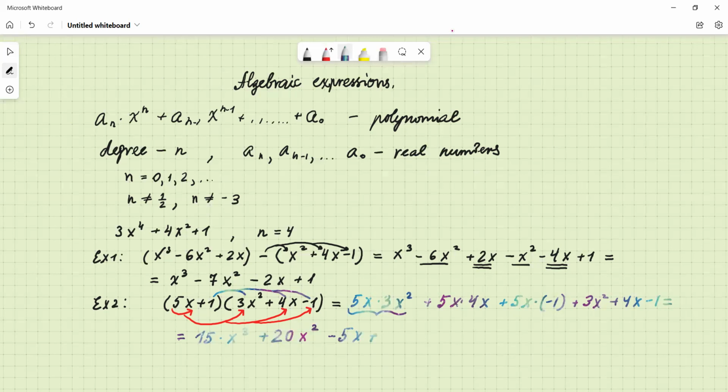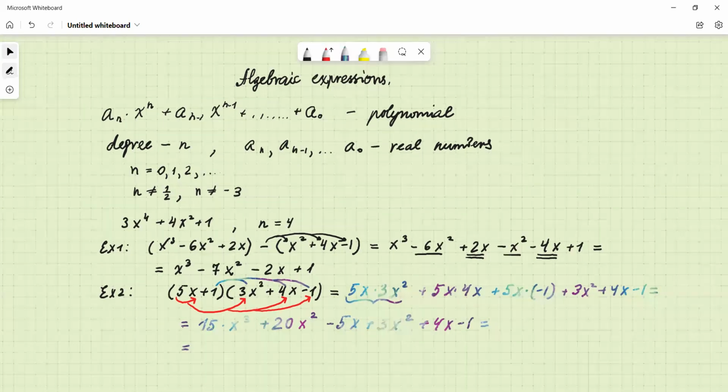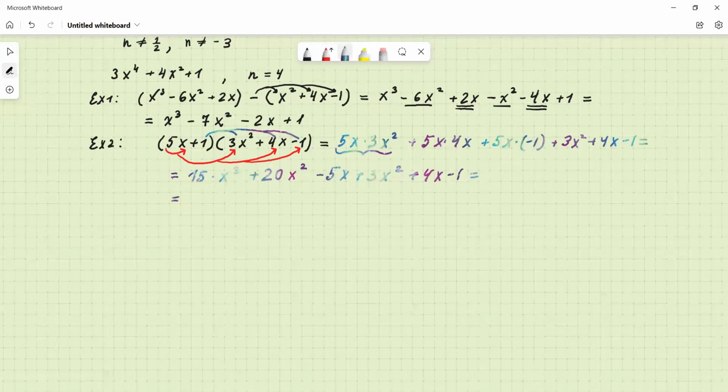Now I'm going to add the last three terms, 3x squared plus 4x minus 1. Now our goal is to simplify this expression. Let me push it a little bit higher so I can write down. So 15x cubed is going to stay. Then 20x squared can be combined together with 3x squared and give me what? 23x squared. 5x with minus and 4x with plus are going to be combined into minus 1x, right? Minus 5 plus 4 is minus 1. And the last term is just going to stay.